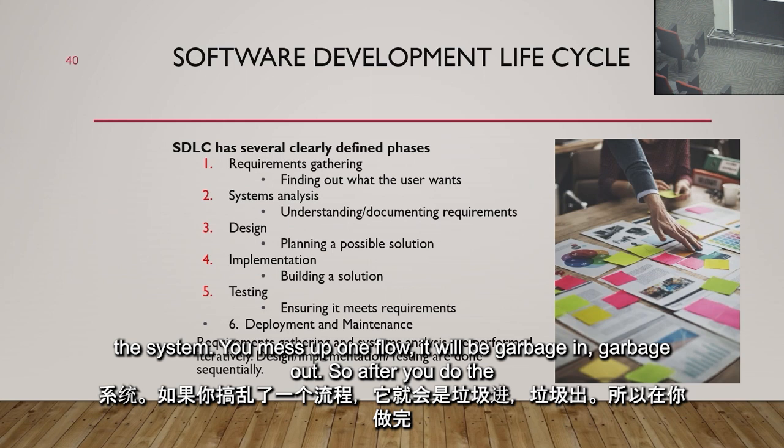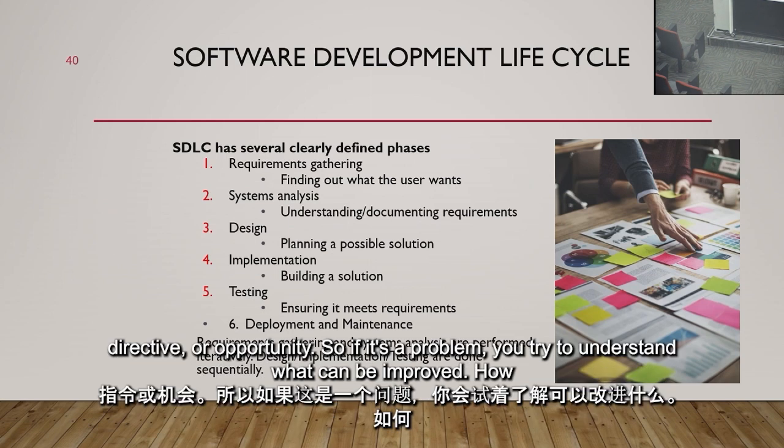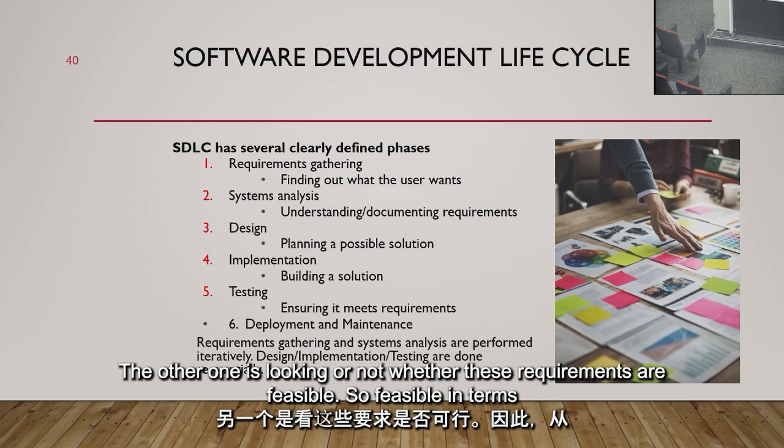So, after you do the requirements gathering, you have to perform analysis. In this stage, it could be a problem, directive, or opportunity. So if it's a problem, you try to understand what can be improved. How do you do that? You perform fact-finding and feasibility. One is fact-finding the requirements. The other one is looking at whether or not these requirements are feasible.